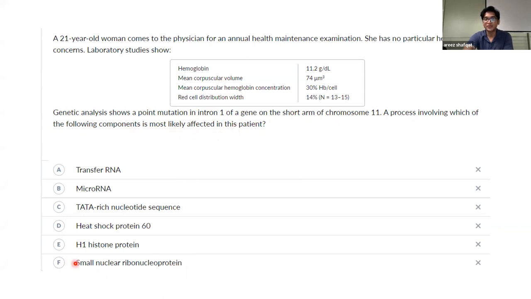Small ribonucleoprotein. So now, if you look here, he has anemia, basically. Low hemoglobin is basically low red blood cells, and that's anemia. So this patient has thalassemia, essentially. All right? So this is a case of thalassemia with a mutation in this intron, which caused abnormal alternative splicing. So this should help you remember that beta thalassemia is one of the diseases where alternative splicing can be abnormal. What are the other two diseases?